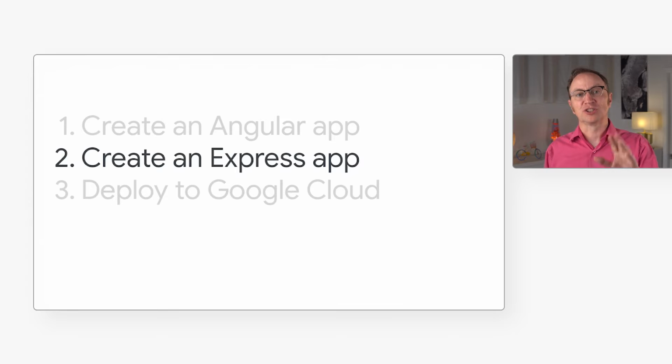Now we will create a server-side Express app. It will do 2 things. 1, it will send the HTML, CSS, and JavaScript files from the dist directory to the user's browser so they can run the Angular app. And 2, it will provide a server-side API that our Angular app can call. Any web app I've ever built has called an API to access a database or to run other server-side code.